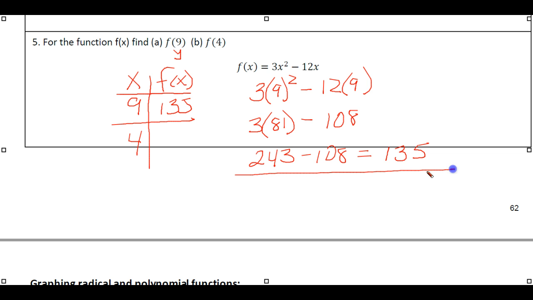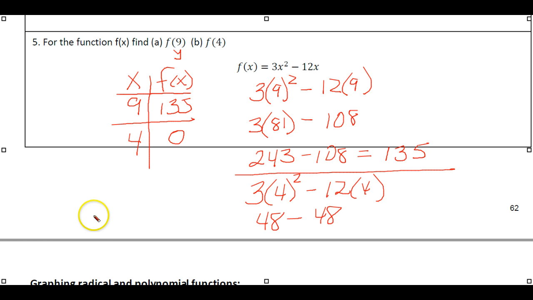And then doing the next one, this will be 3 times 4 to the second power minus 12 times 4. Well, 4 squared is 16. 16 times 3 is 48. And 12 times 4 is 48. So this gives us a 0. Okay, this is long enough, I think. We'll wrap this one up and then continue in the future.